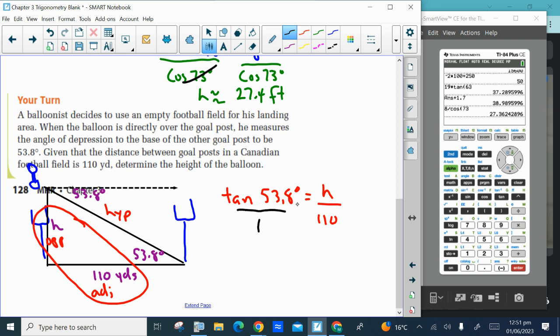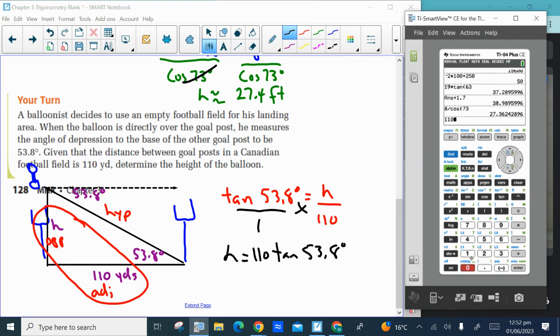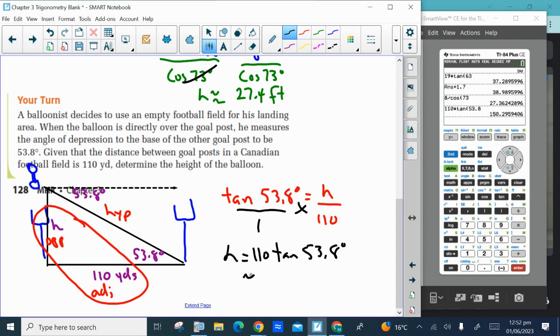Make both sides a fraction, cross multiply. 1 times h will be 110 times the tan of 53.8 degrees, which we can do in our calculator. And the answer will be, if I round to the nearest tenth, 150.3 yards. That's how high the balloon is.